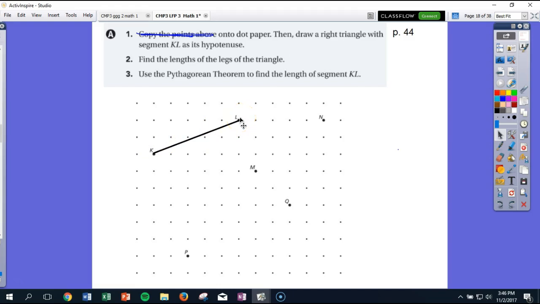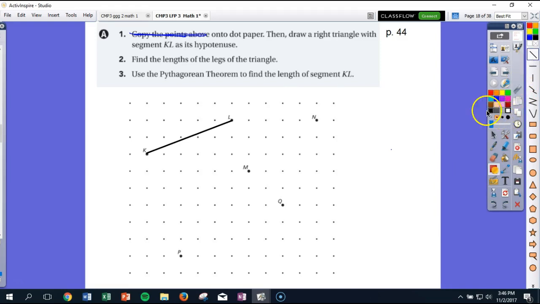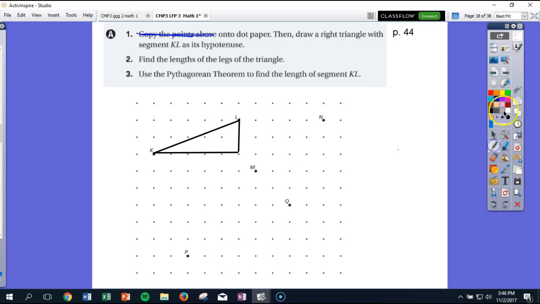Now we want to draw a right triangle. And how we do that is, grab this color. We'll go ahead and go from K over here, right below where L is. And we'll go L down to this. Now we have our right triangle right here. This is our right angle. So now we can come in and measure our A, which we'll call this A. This is going to be 2. And then we'll measure our B, which is 1, 2, 3, 4, 5.